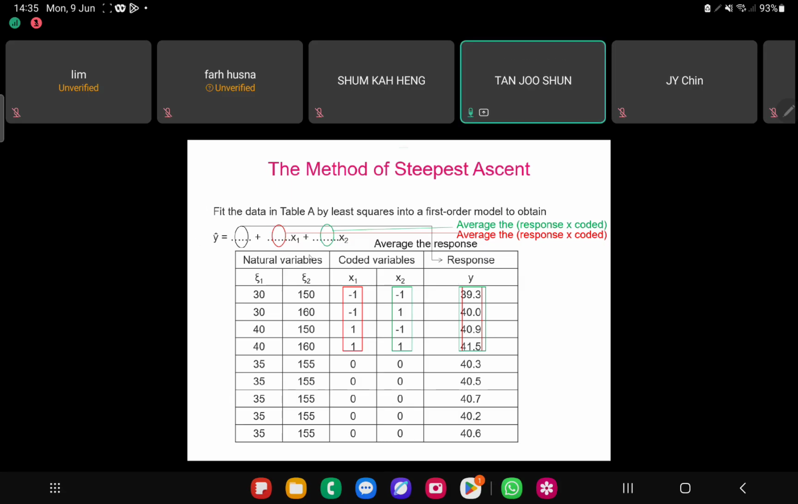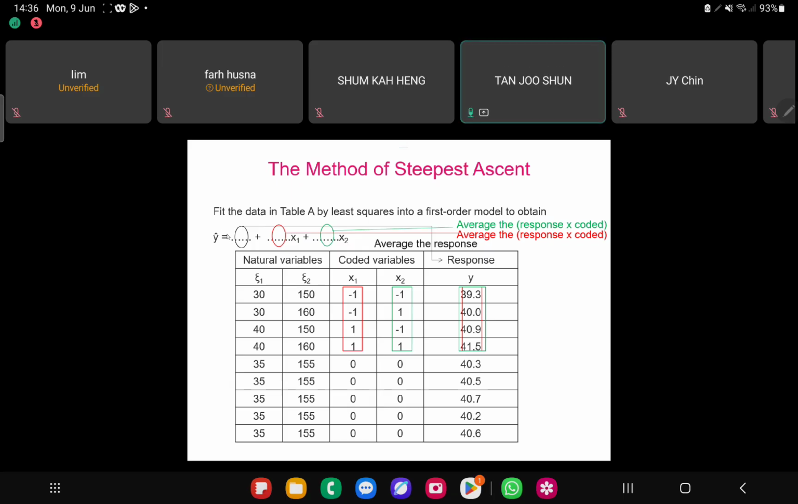You have to know how to calculate the first order model here. If I give you this kind of table, how are you going to come up with and calculate the first order model equation?